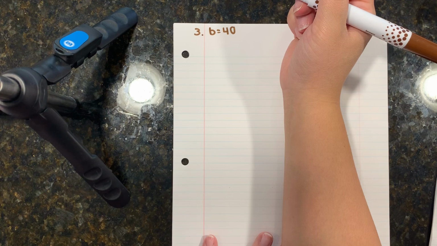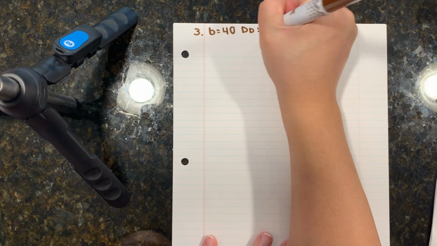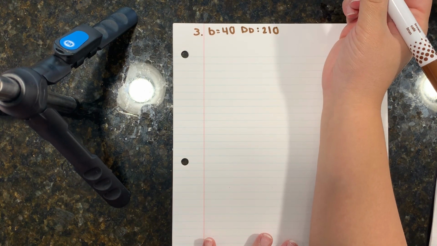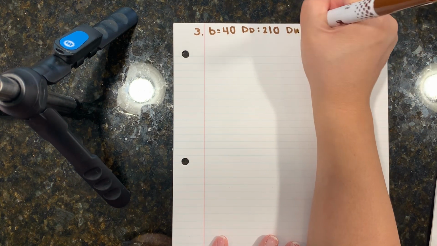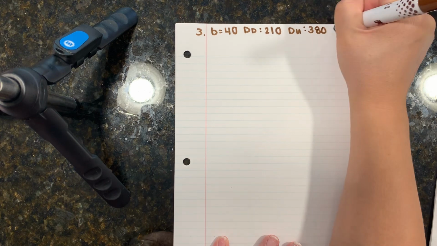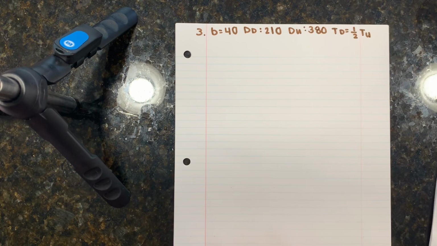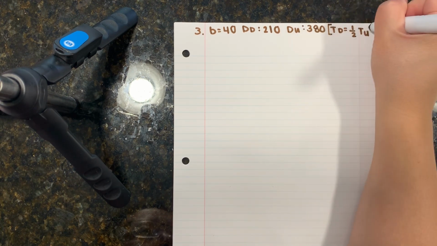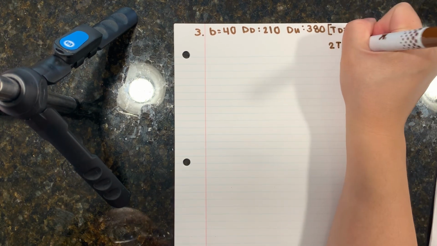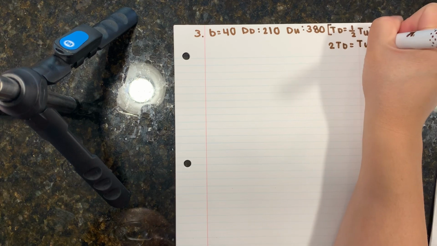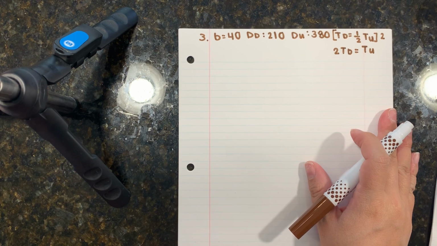Then it says the same boat could go 210 miles down the stream, so the distance down is 210, in half the time that it took to go 380 miles up. So the distance up is 380, and that says the time down was half the time up. But I don't want to deal with a fraction, so I'm going to multiply this equation by 2, which would get this to become 2TD is equal to TU. So I just got rid of the fraction.